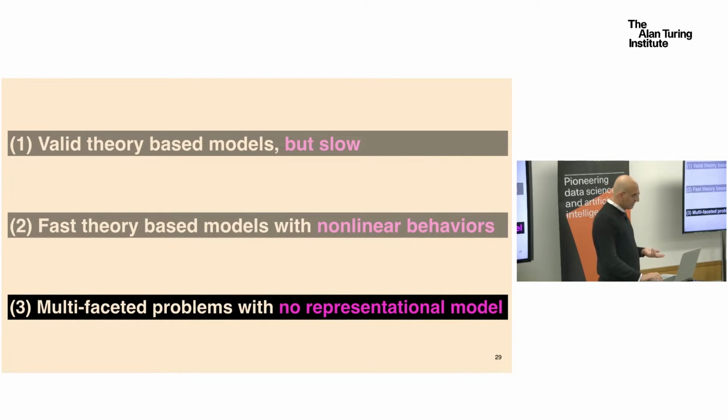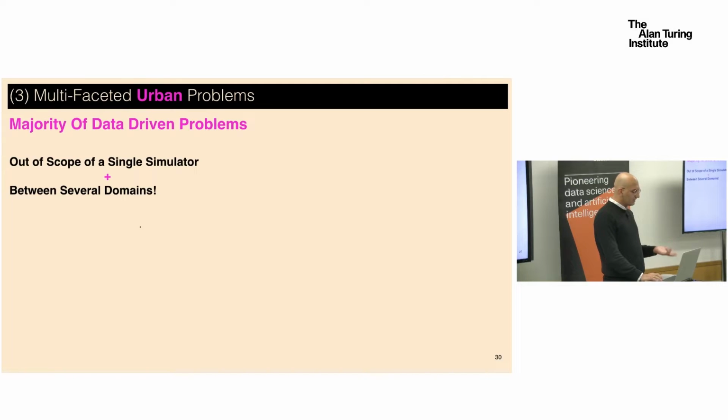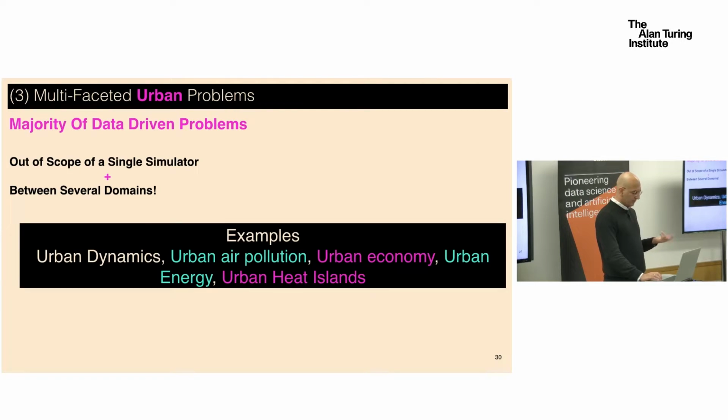The third type of applications, which are close to urban applications, are when we have multifaceted problems, where we have no representational model at all. And these are, I would say, the majority of data-driven applications, which are out of the scope of one single simulator, and they are between several domains. So for example, think about urban dynamics, think about urban air pollution, think about urban economy, or for example, real estate, or think about urban energy and consumption.